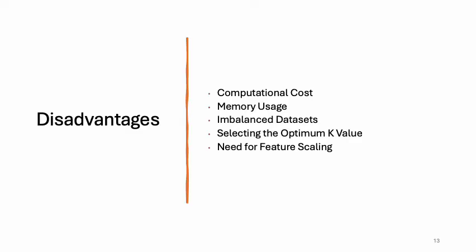5. Need for feature scaling. The KNN algorithm is sensitive to the scales of features. Therefore, feature scaling, normalization or standardization, is necessary when using features with different scales. Otherwise, some features might dominate the distance calculations over others.